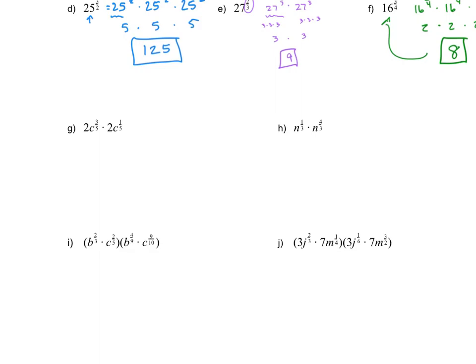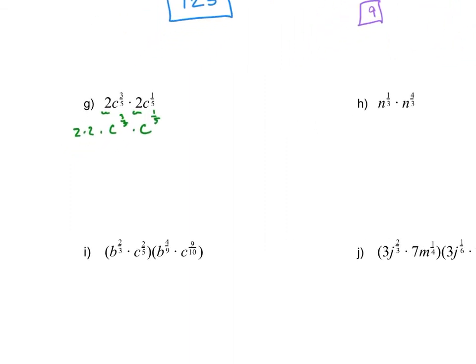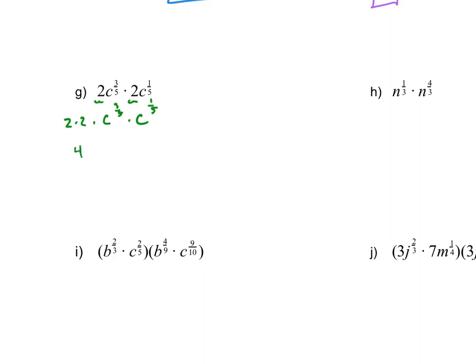Okay, so simplifying G here. Now we start to get into variables, which will not go directly into the calculator. So I'm going to bring out some stuff. I know that this is going to be 2 times 2. And then we have c to the 3/5 times c to the 1/5. So I'm going to have 4 times c to the 1/5 times c to the 1/5. Actually, I don't need to do that, do I? There's no numbers to find.